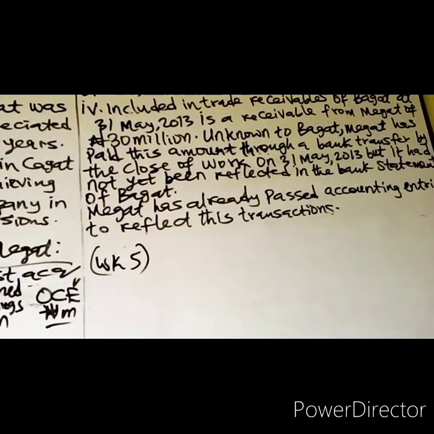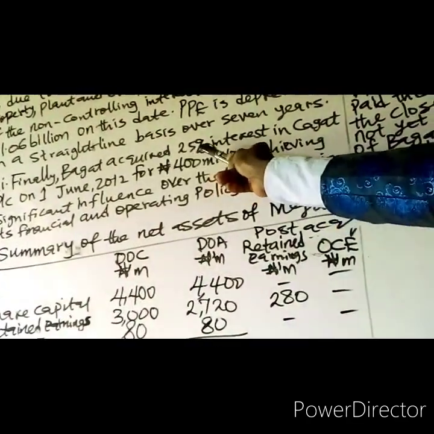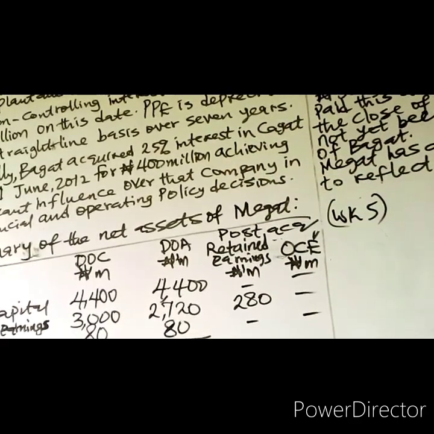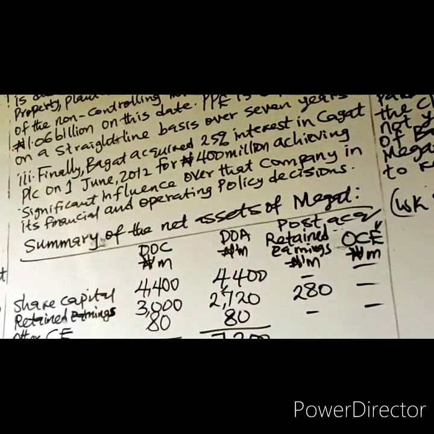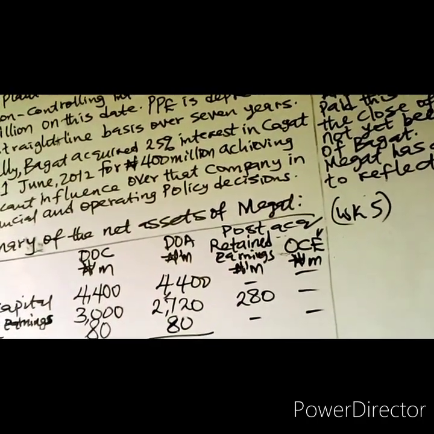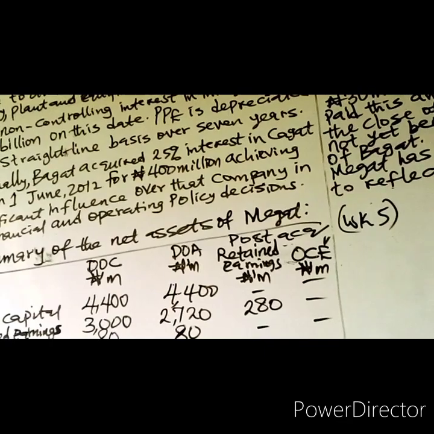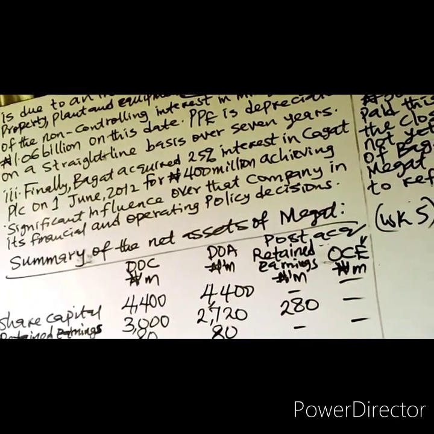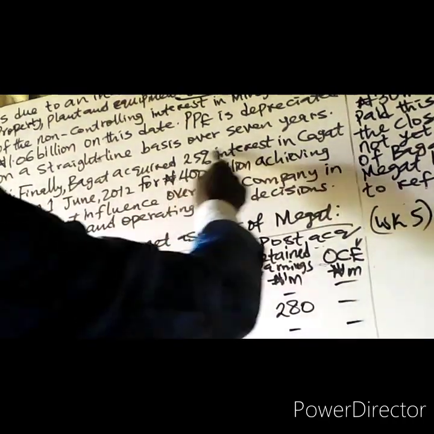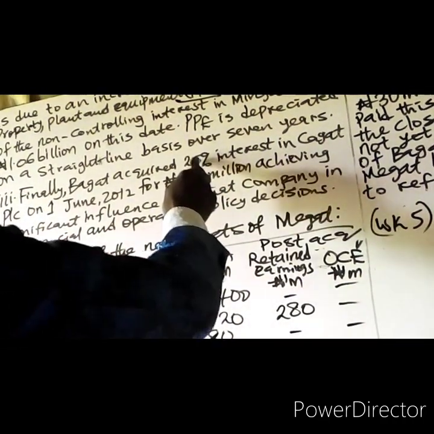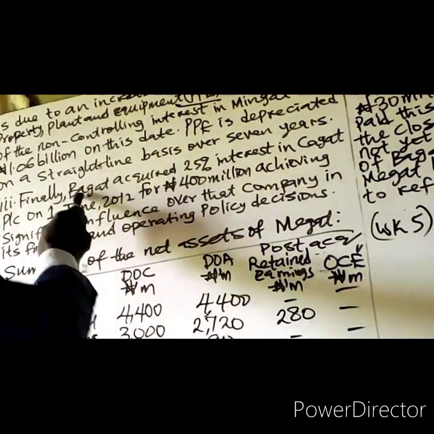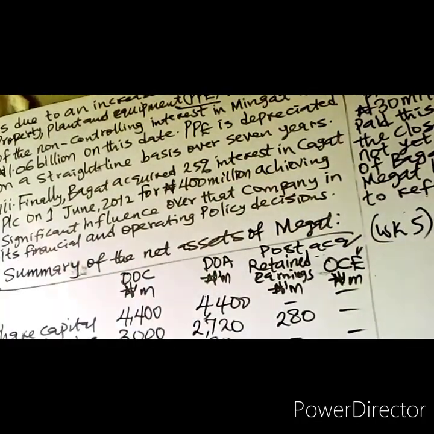Now, since Bagat acquired 25% interest in Kagat PLC, that shows that Bagat has a significant influence in Kagat. I've told you that where a significant influence exists, if you watch my lecture on investment in associates and joint venture, you'll be able to understand that better. Where the investor has significant influence in the investee, you are going to apply the equity accounting method.